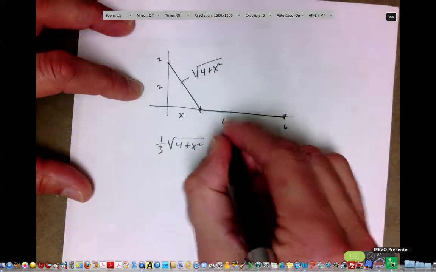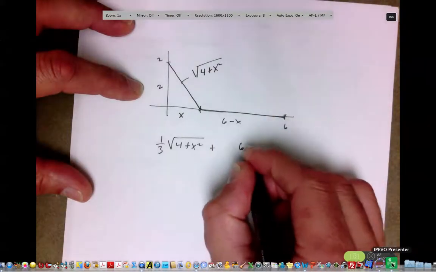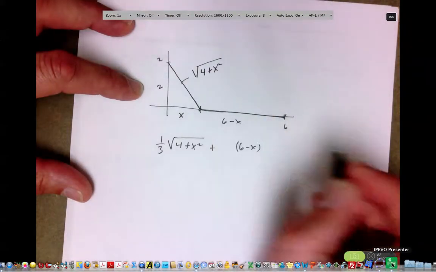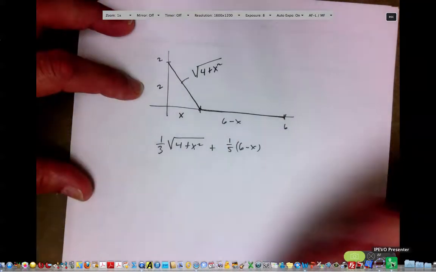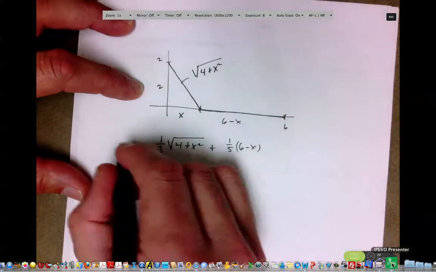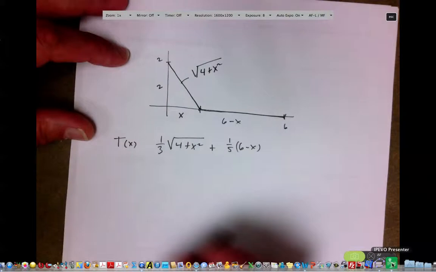Well, that's just going to be 6 minus X, and so 6 minus X, and then we're going to run at a rate of 5 yards per second. So this is the time that it's going to take me to get to the marina as a function of X.